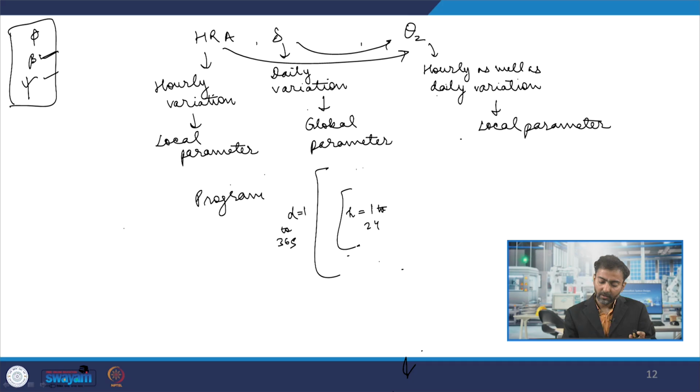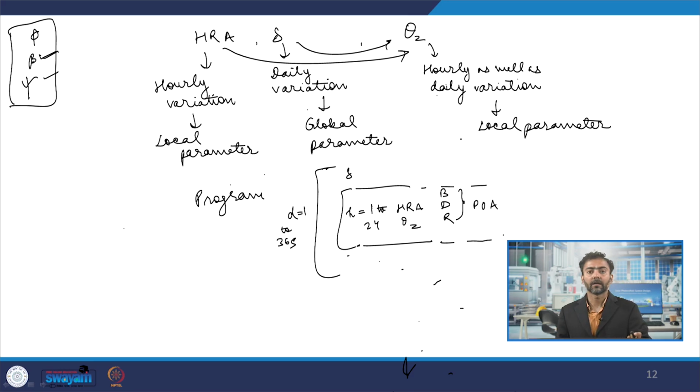And then in the outer loop I can keep changing my delta, and in the inner loop I keep changing my HRA and theta z, and accordingly I keep calculating in the inner loop, for every R, what is the beam, what is the diffuse, what is the reflected radiation, and accordingly what is the plane of array radiation for every R. And finally what I can do is make a plot of plane of array radiation.